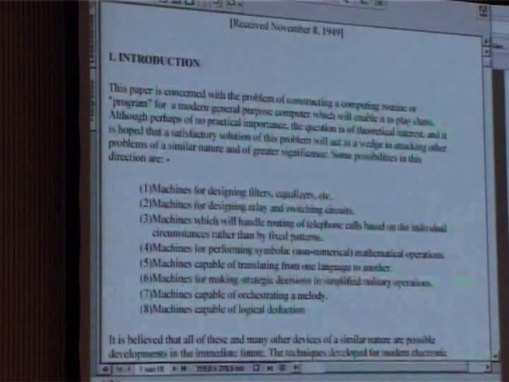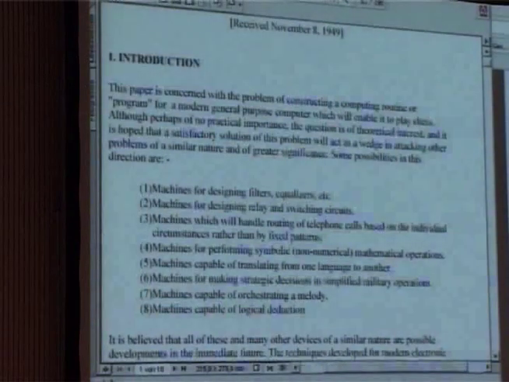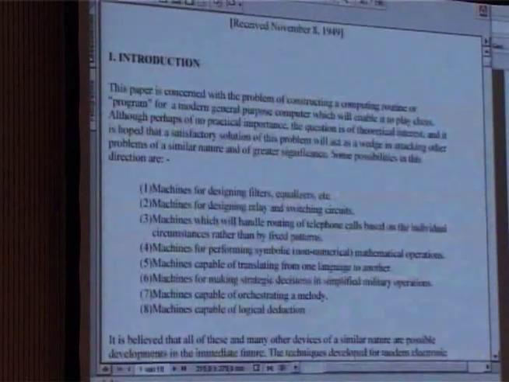Machines for performing symbolic, non-numerical mathematical operations. So for sure, computers are only symbolic if you do not have the skills like you have. So for me, they are 100% symbolic. Machines capable of translating from one language to another. Machines for making strategic decisions in simplified military operations. Machines capable of orchestrating a melody. That's an interesting point also. We will have a very nice example at the end of the talk. And machines capable of logical deduction.